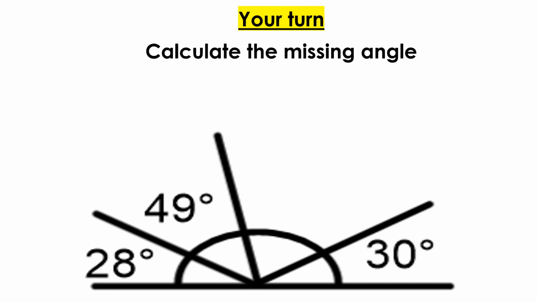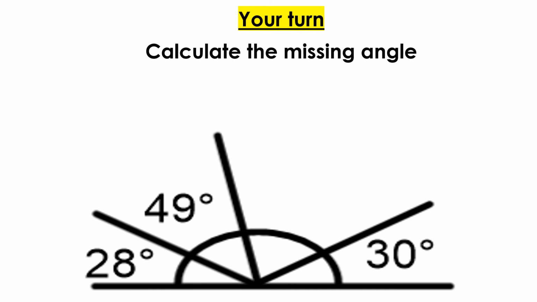On this straight line, you have 4 angles altogether, but you need to calculate the missing angle that would go here. So you have 3 angles already. Pause the video and have a go at calculating the missing angle.